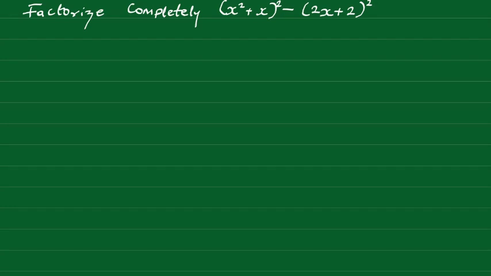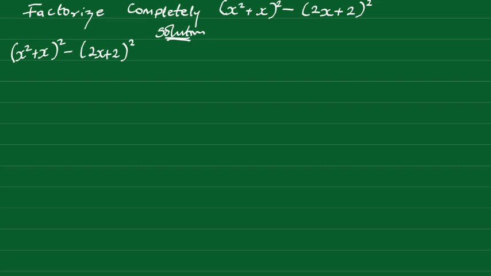Today, we're going to be looking at a question from JAMB 1998, where we are asked to factorize completely (x² + x)² − (2x + 2)². So, quickly, we dive into the question by writing solution. Copy out our algebraic expression: (x² + x)² − (2x + 2)².